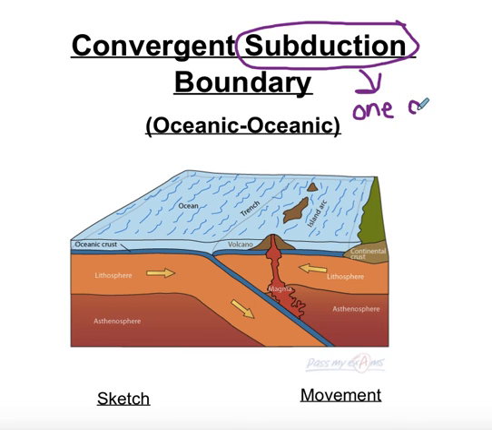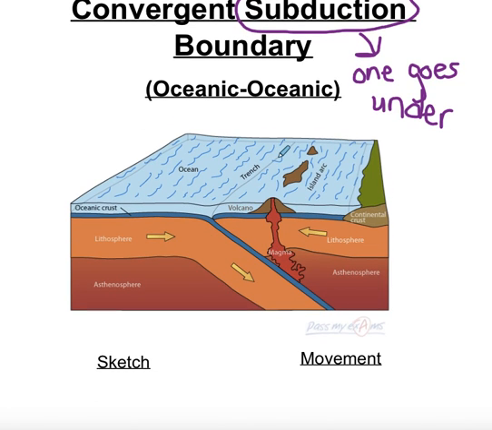Subduct means one goes under. That goes for both types of subduction boundaries. The first one in your chart is ocean, ocean, or we can say oceanic, oceanic. This is where two pieces of oceanic crust converge. They come together. And when that happens, one is going to go under the other.